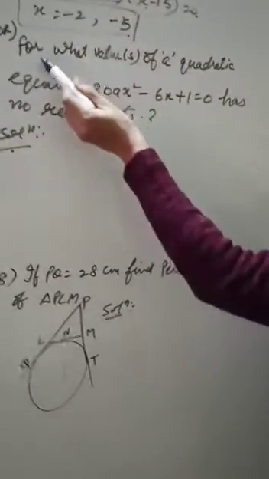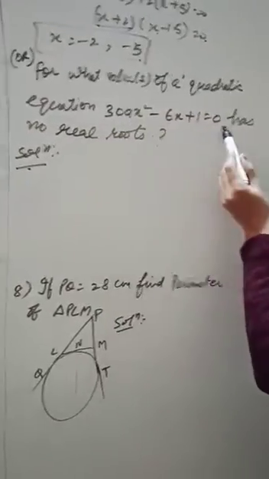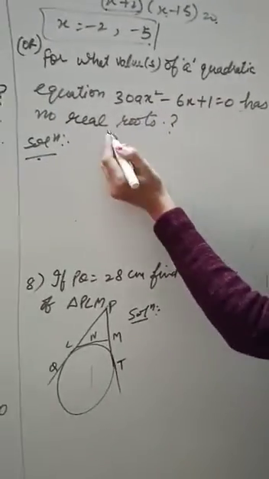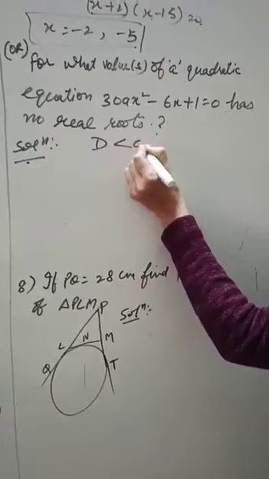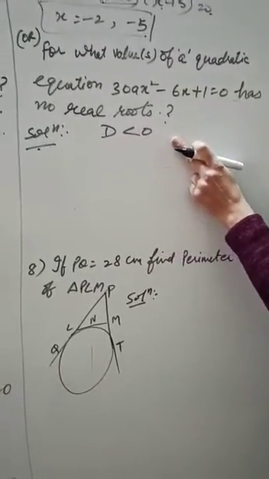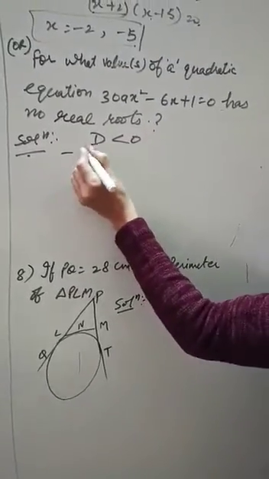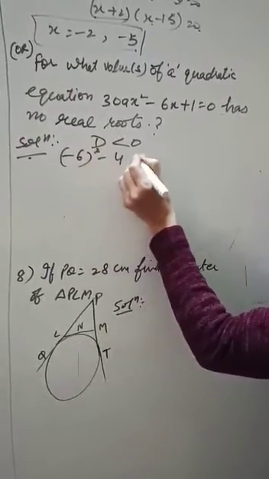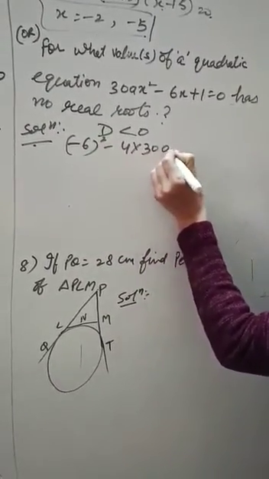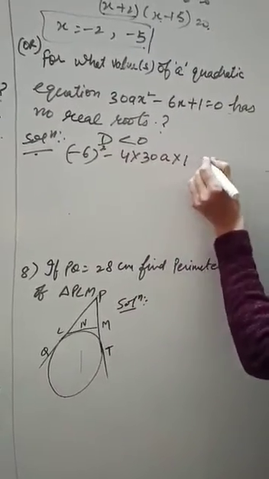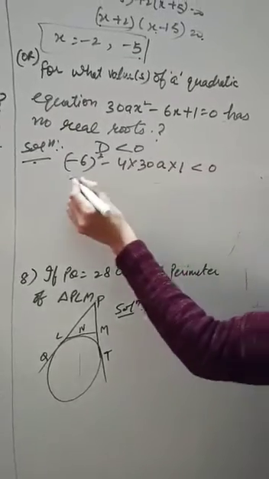Other part of the OR part. For what values of a does the quadratic equation have no real roots? If no real roots, then obviously the discriminant is always less than 0. So the discriminant is minus 6 squared minus 4 into 30a into c, which is 1. It must be less than 0.